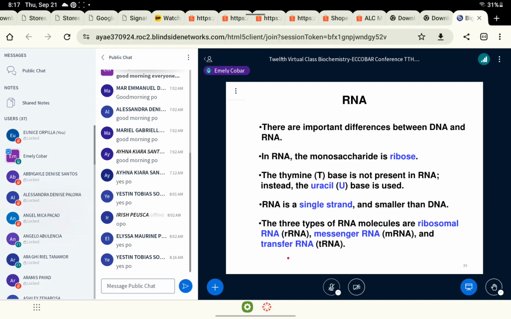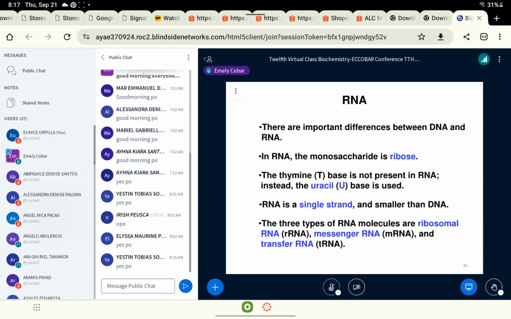RNA. So, let's talk about RNA muna. Kanina halos karamihan about DNA, although naiko-compare si RNA with DNA. There are important differences between DNA and RNA. In RNA, the monosaccharide is ribose. Then, the nitrogenous base thymine is not present in RNA. Instead, it is uracil. You have uracil in RNA. RNA is a single strand, tapos smaller than DNA. And there are three types of RNA molecules.